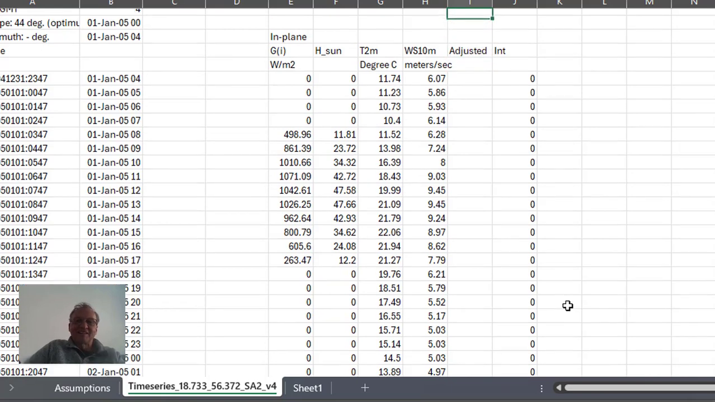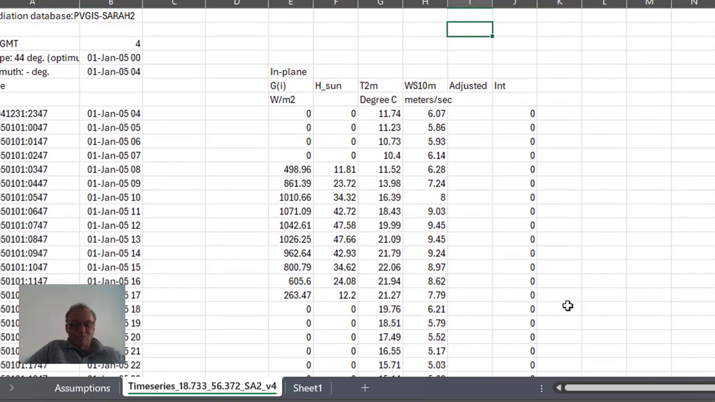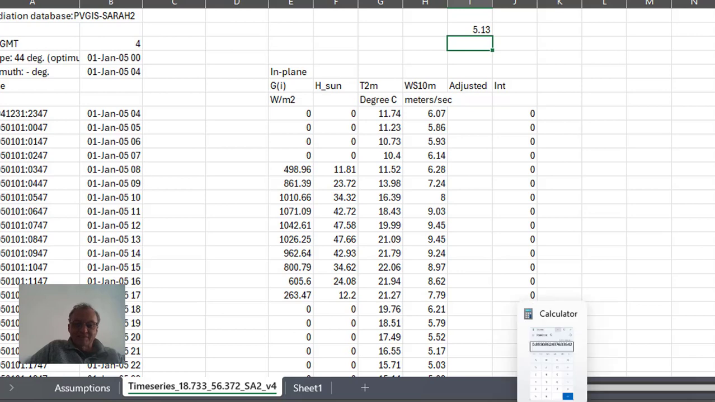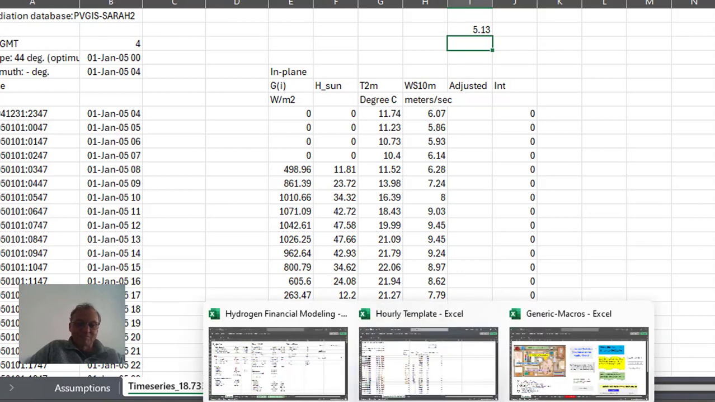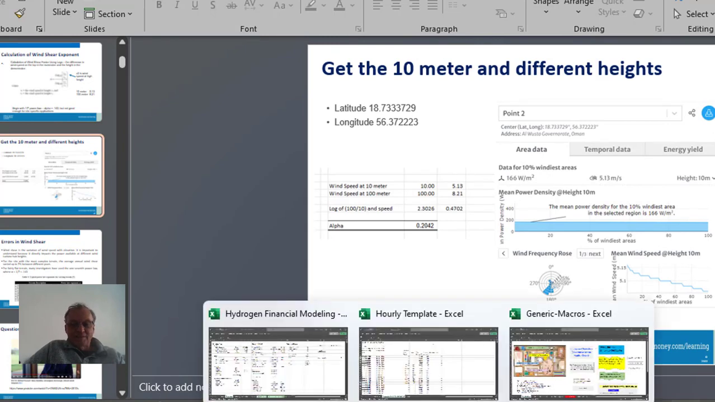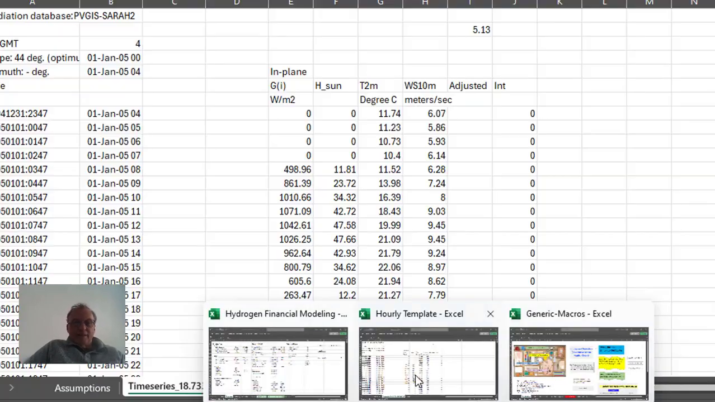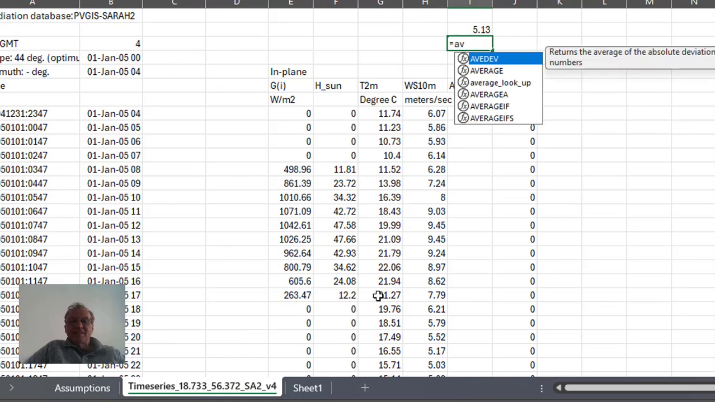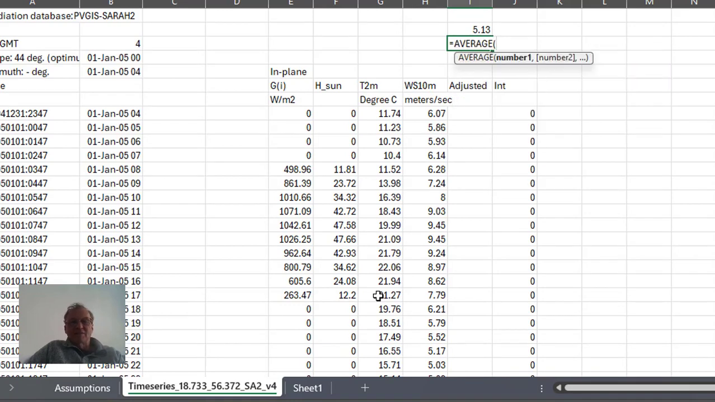And let's take our, what was this, 5.13? Was that what it was? I'm sorry, I'm really bad at this. It was 5.13. And then we can take the average of this whole thing.